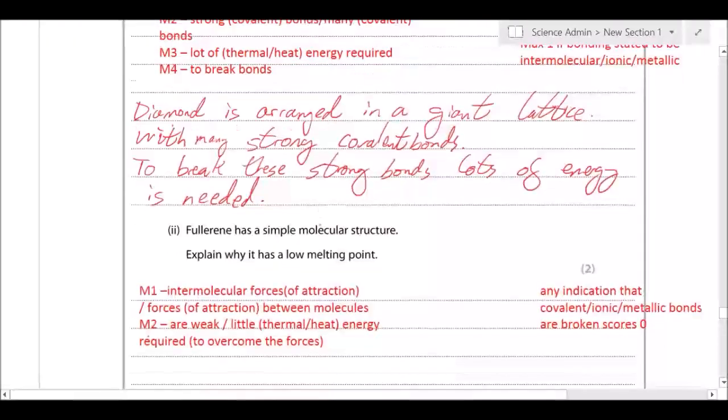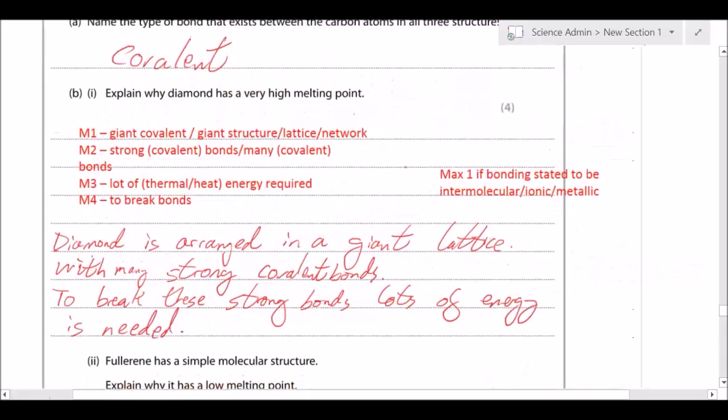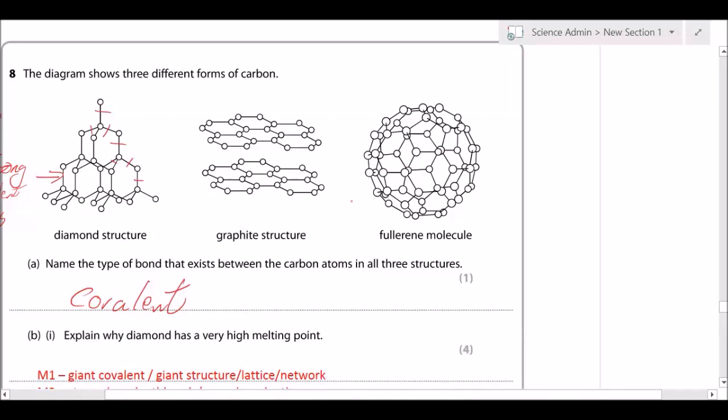Okay. Next question. Fluorine is a simple molecular structure. Explain why it has a low melting point. Fluorine, this is one molecule of it. Okay, so you could have another one next to it, and in between them there aren't covalent bonds. Unlike diamond, diamond is going to keep repeating like this until you get to the very edge of the diamond crystal.